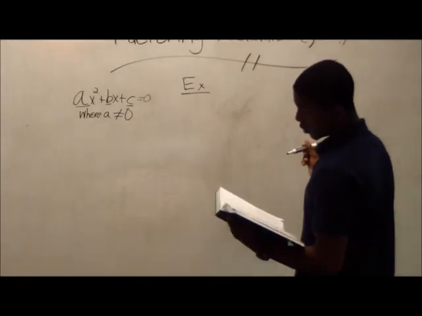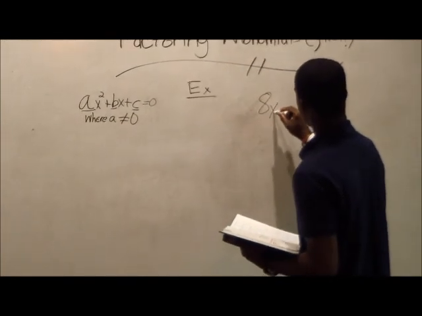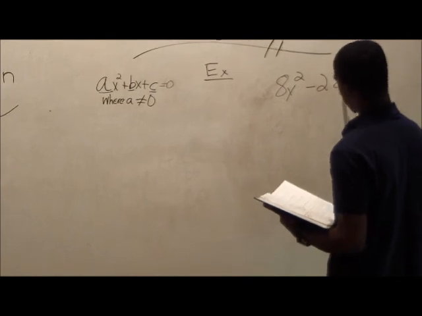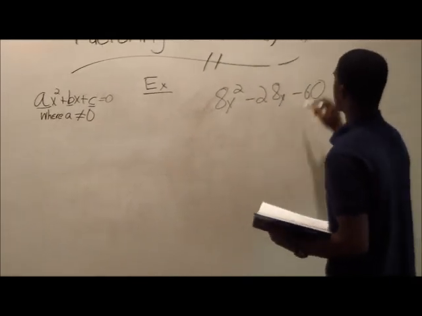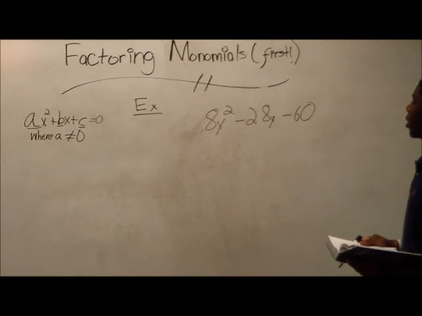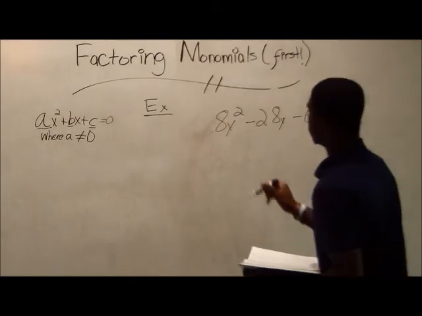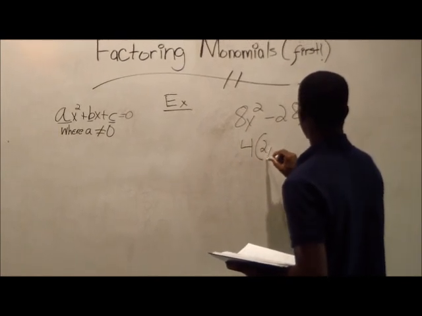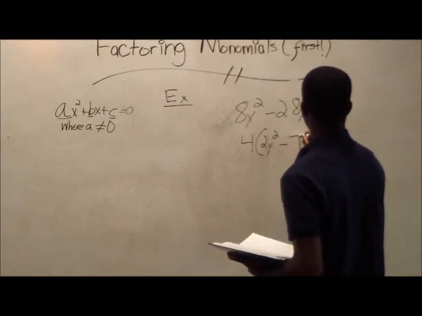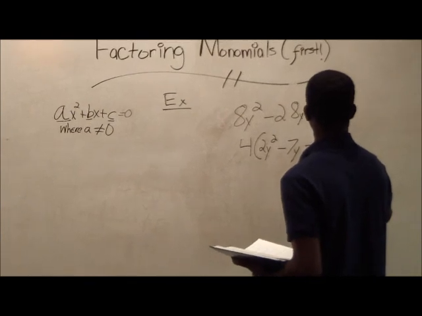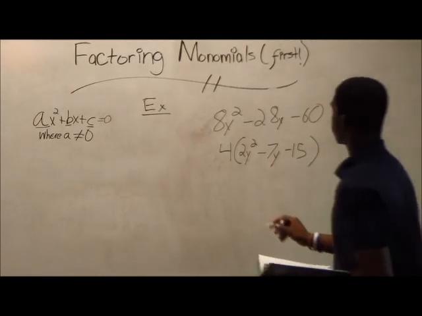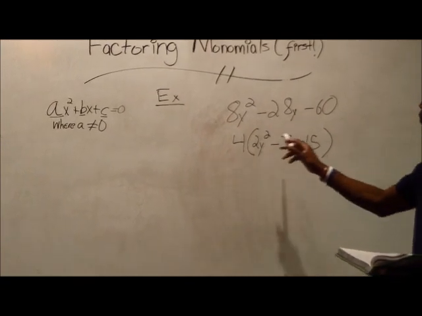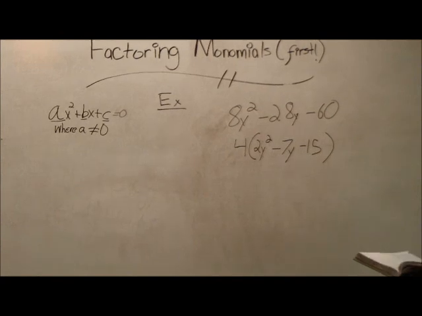Okay, so we're going to try a couple more. Let's try 8y squared minus 28y minus 60. So again, we have to find something that all these terms have in common, which is 4. So we have 4 times the quantity of 2y squared minus 7y minus 15. And 4 goes into this, which makes that, and 4 times negative 15 makes negative 60.